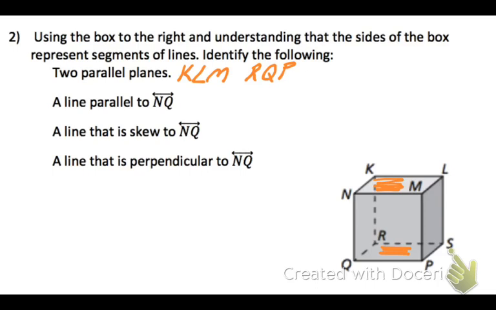Question 2. Name two parallel planes. Remember, you can name planes with at least 3 points. You can use more than that as well. So this could vary, but you can choose the top, KLM, and the bottom, RQP.